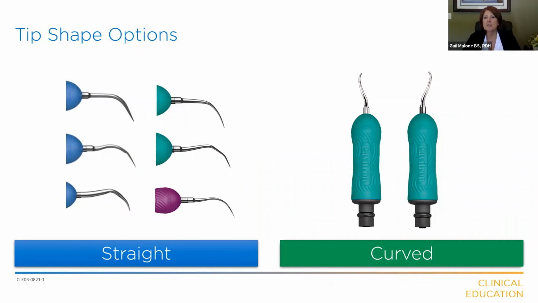Now, tip shape options and designs will be covered in much more detail in our lab hands-on session, but I do want to provide you with just a brief overview of the various tip shape options. We have basically two categories, straight and curved. Obviously, the straight designs adapt to more of our flat anatomy, and our curved designs are there for our curved and more complex anatomy, particularly root anatomies in periodontal situations.